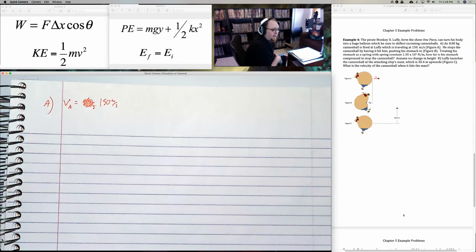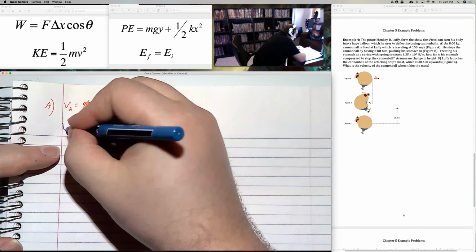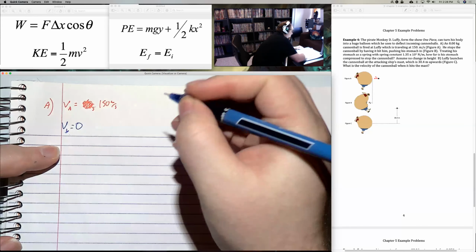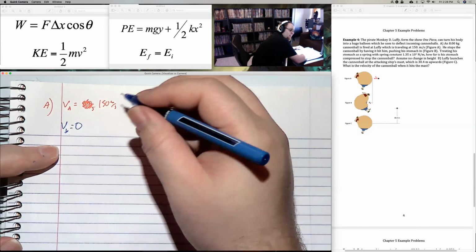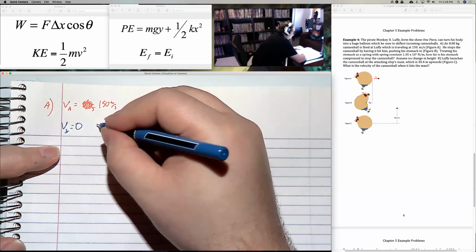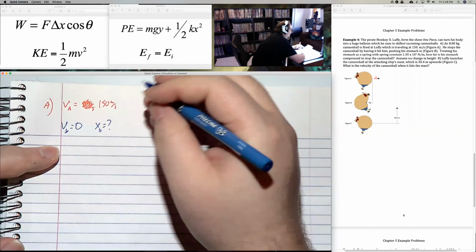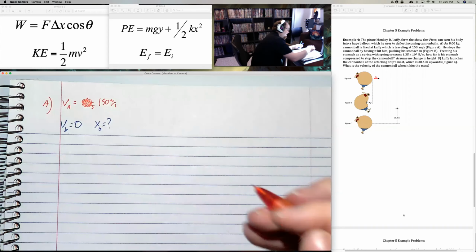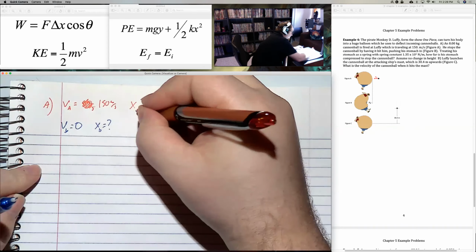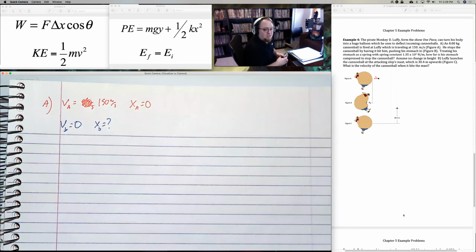He stops the cannonball by having it hit him, pushing his stomach in. Treat his stomach as a spring with that spring constant. How far is his stomach compressed to stop the cannonball? So what that means is at B, it's not moving. And I say treat his stomach as a spring. How far in does that go? Now, if I look at A, his stomach wasn't compressed, so I will have no compression at A.